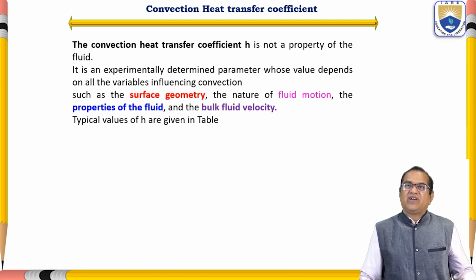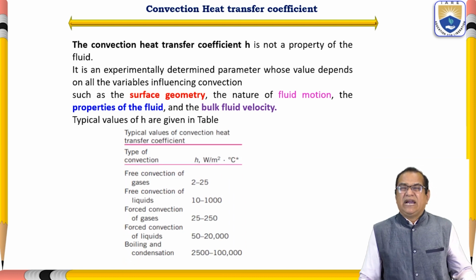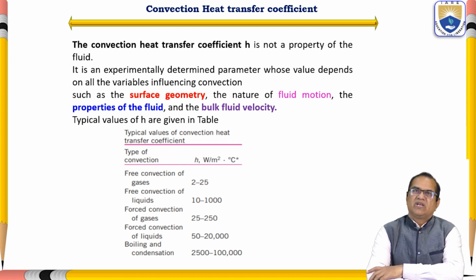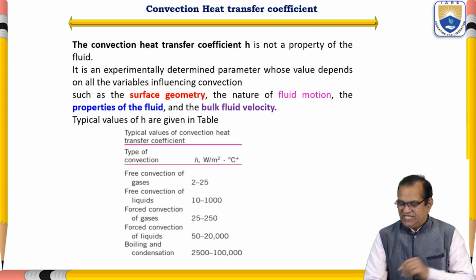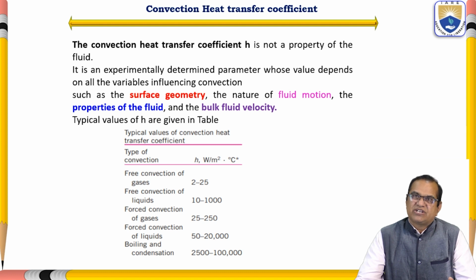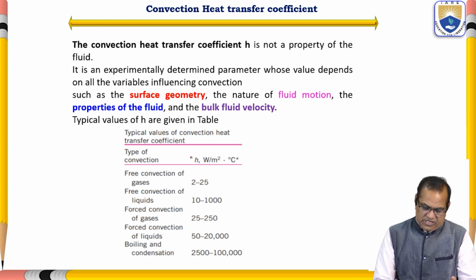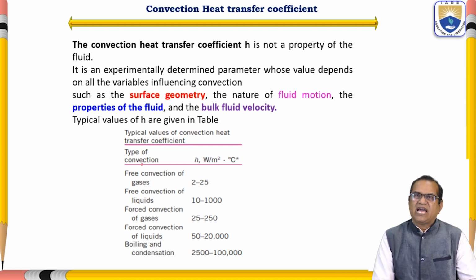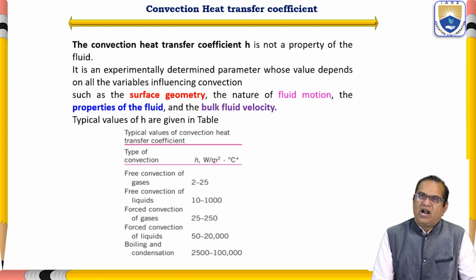Typical values of h are given in this table. So we can see here the values of this h, that is the convection heat transfer coefficient, given in this table. Types of convection: watt per meter square degree centigrade. Free convection of gases is 2 to 25.